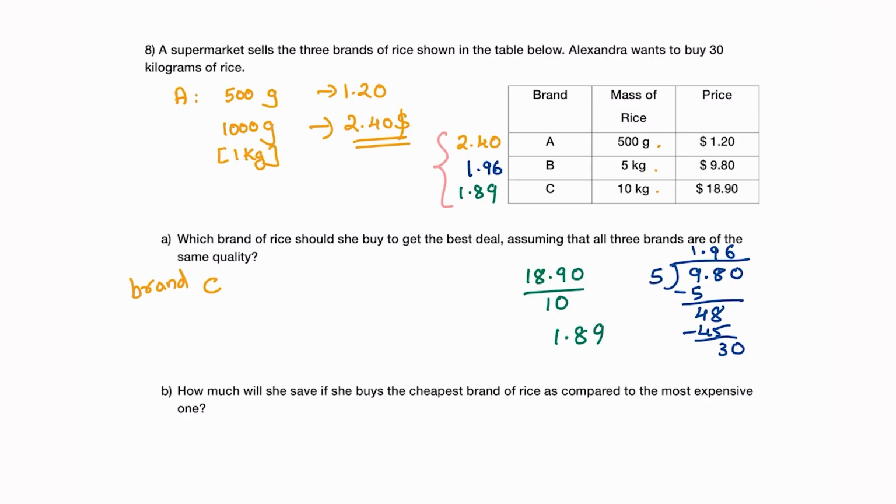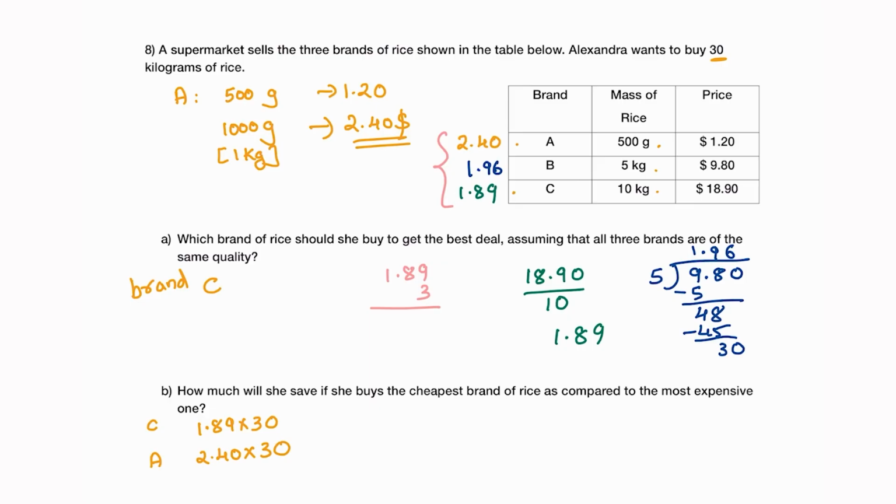Okay. Are you happy, Alexandra? We're helping you. Part B. How much will she save if she buys the cheapest brand of rice as compared to the most expensive? So she's buying the cheapest one here and the most expensive is this, right? So how much is she buying? 30 kgs. Let's do the calculations here. For brand C, 1.89 times 30, and for brand A, it's going to be 2.40 times 30, and we did the calculations here.